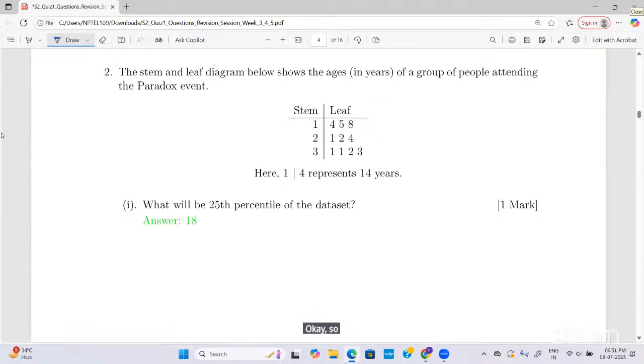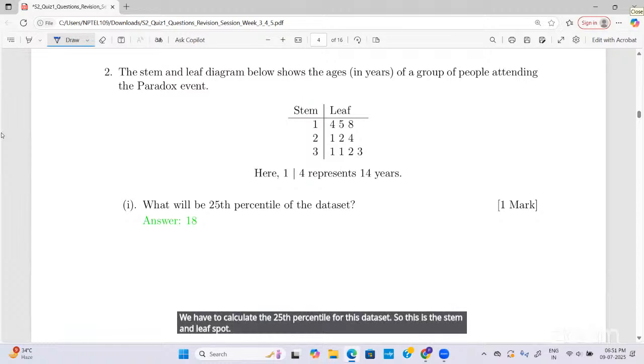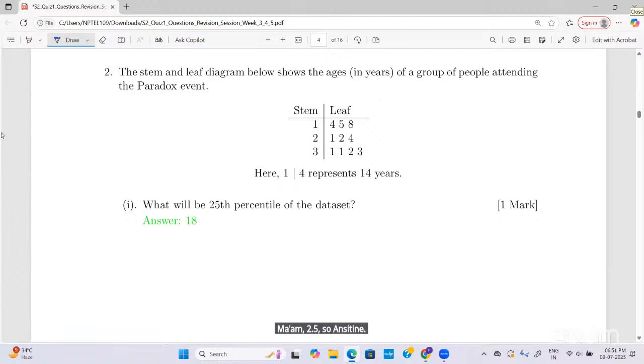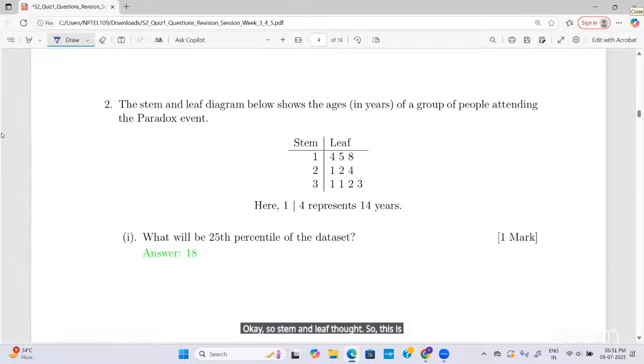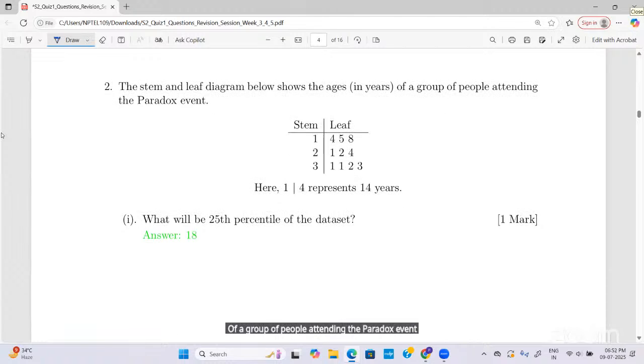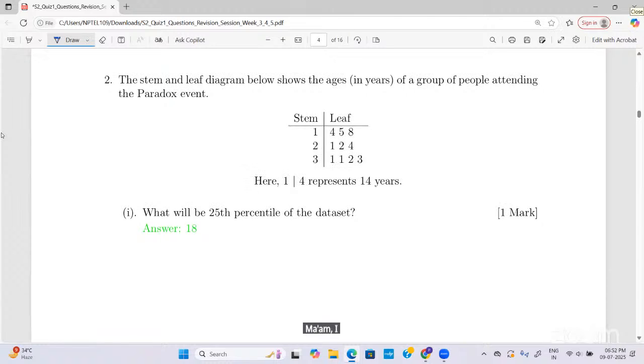Okay, solve this question. We have to calculate the 25th percentile for this data set. This is the stem and leaf plot, representing the ages in years of a group of people attending an event. Ma'am, the answer is 18. I got the answer as 2.5, so why 18? Why can't I say 15?